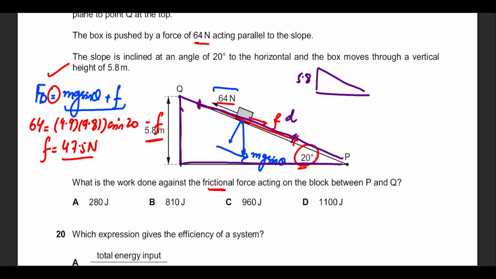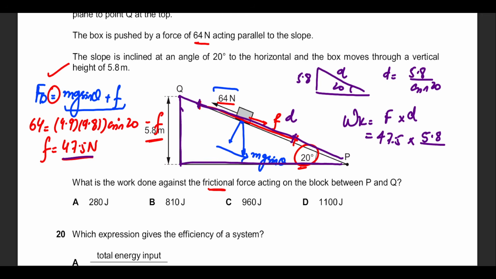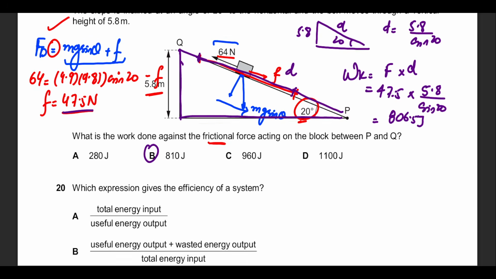So this is 5.8, this angle is 20. I want to find this distance. The distance should be equal to 5.8 divided by sine of 20. So my work done should be equal to force into distance. My force is 47.5. 47.5 multiplied by 5.8 divided by sine of 20. This work done comes out as 806.5 joules. So this is going to be 810 up to two significant figures.